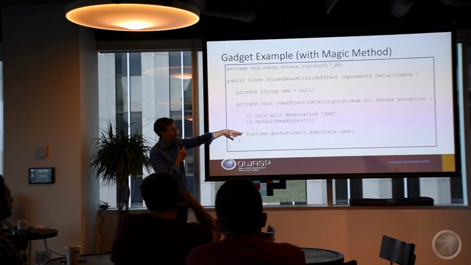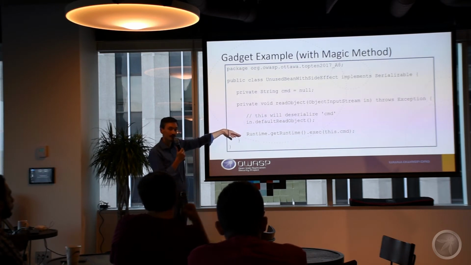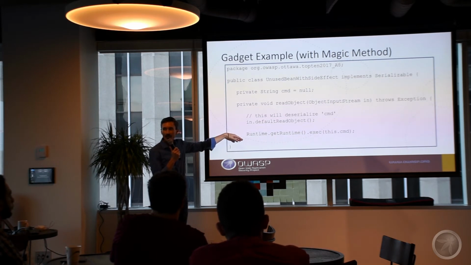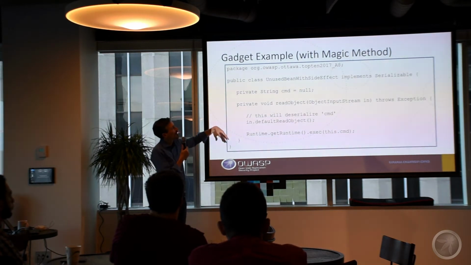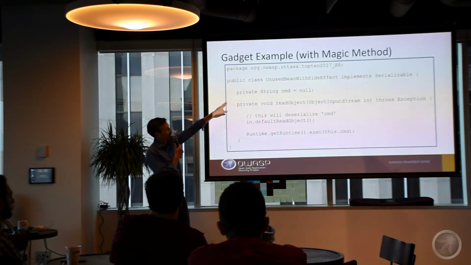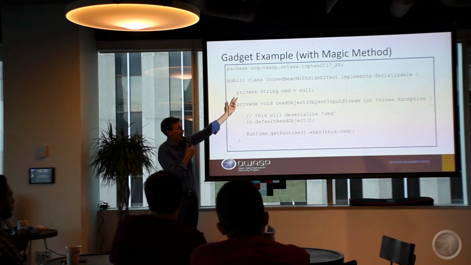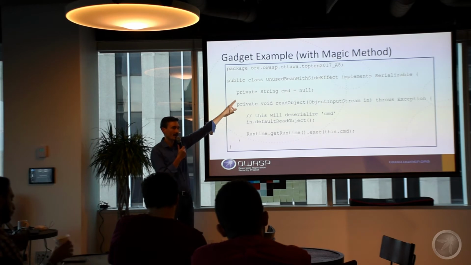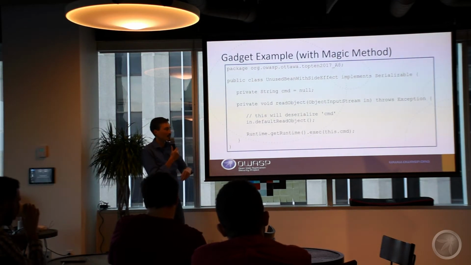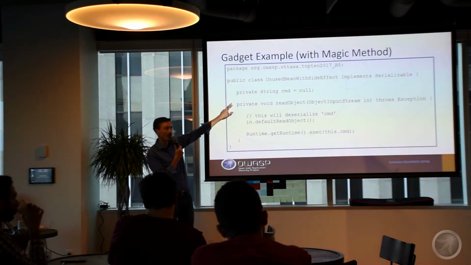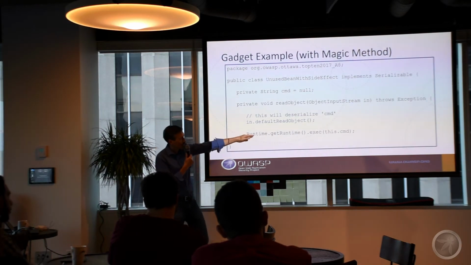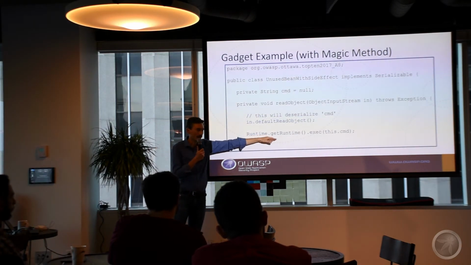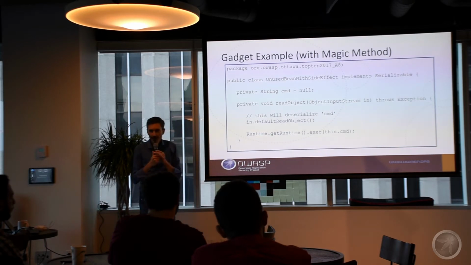So who can tell me what that does? It's a command. Yeah, so it's an OS command injection. Because this is a private member of the class, if an attacker is able to serialize that, we're able to control the value inside the CMD string and send that to a server. If the server deserializes it, because it's a custom deserialization, whatever this code is will be executed with our input. That's the key idea.